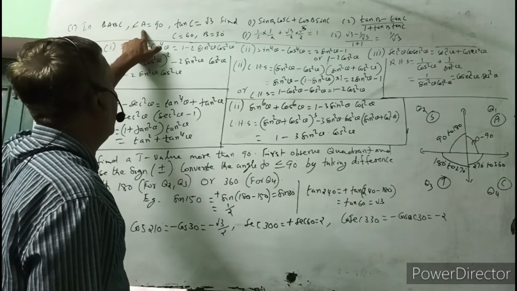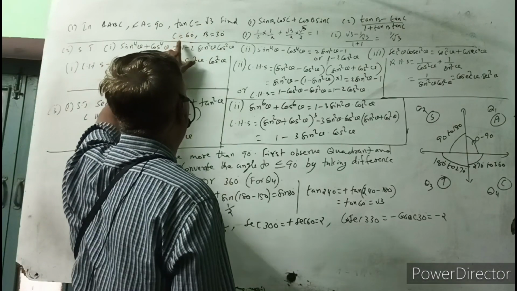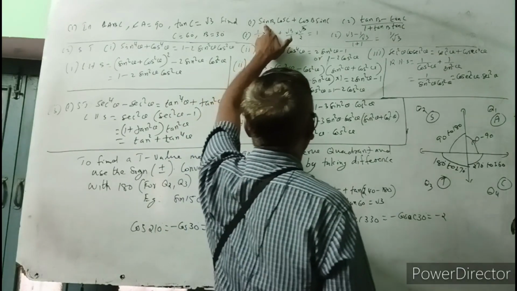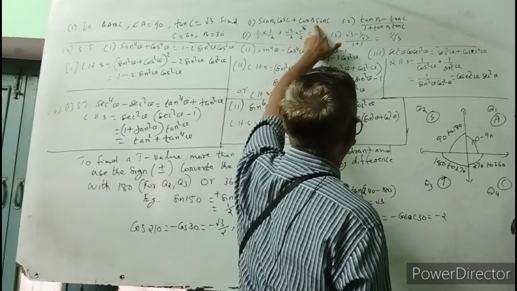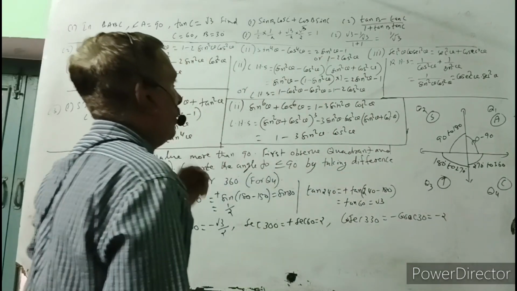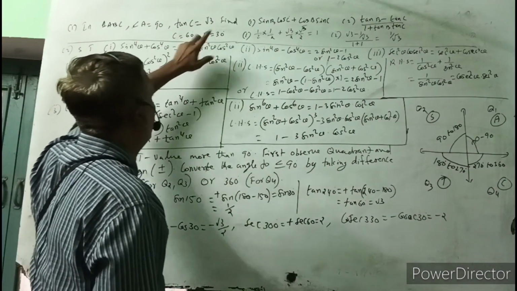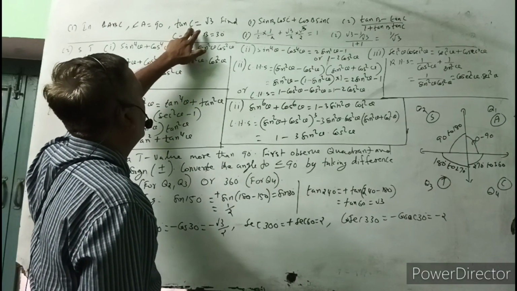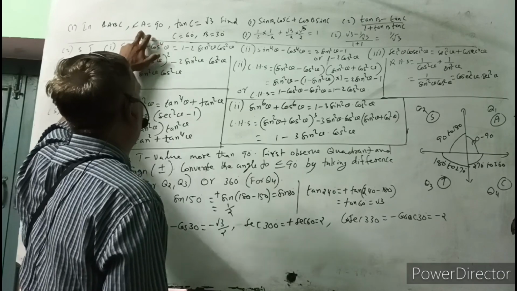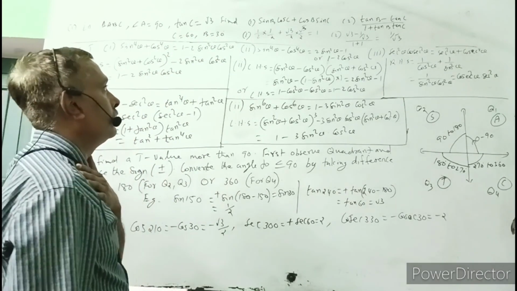In triangle ABC, angle A is 90 degrees, tan C is equal to root 3. Find sin B cos C plus cos B sin C, and also tan B minus tan C upon 1 plus tan B tan C. So you may find out C also, B also. Tan 60 is equal to root 3, so C is equal to 60. Since A is 90, B becomes 30. So you may find out the angles.